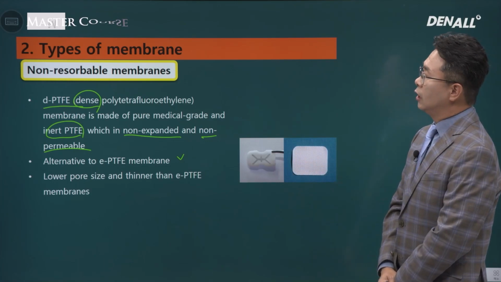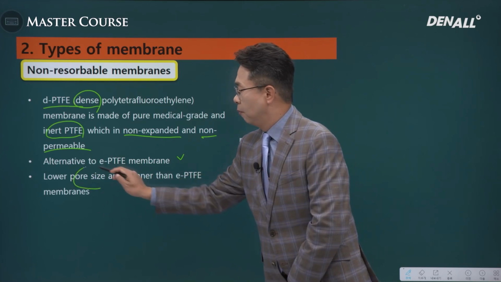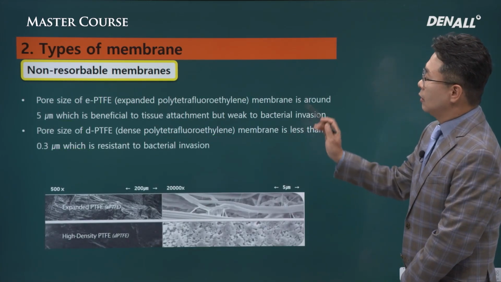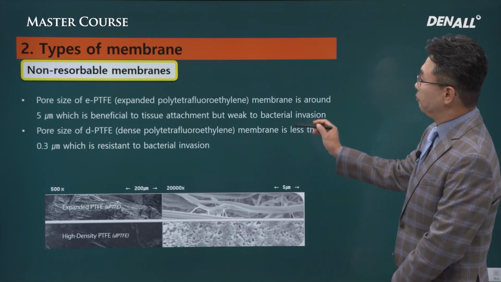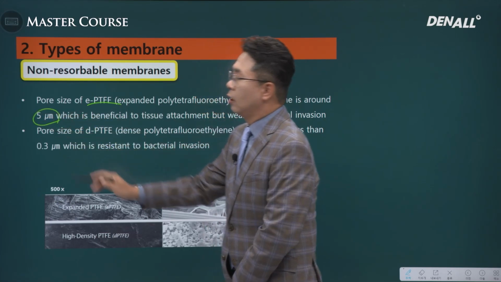The biggest difference with EPTFE membrane is the size of the pore. If you look at the pore size difference, in the case of EPTFE membrane, the pore size is about 5 microns.